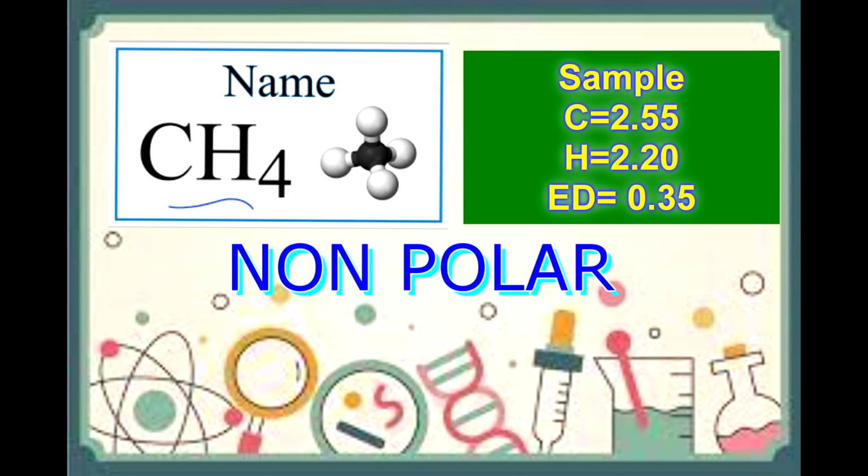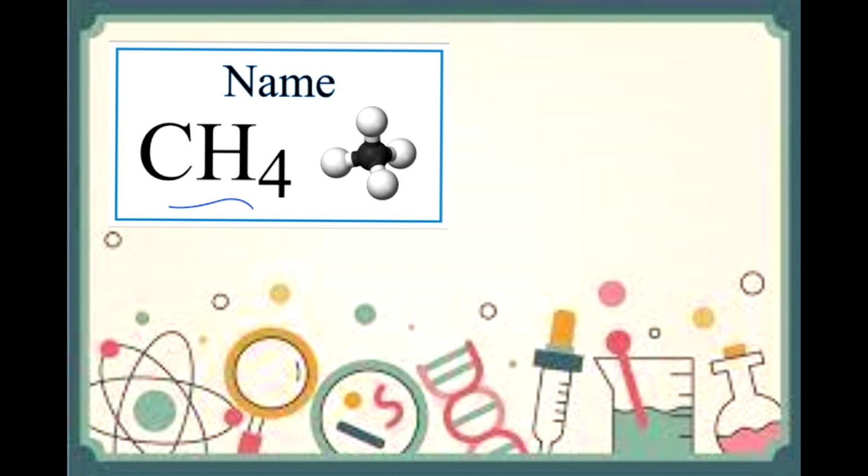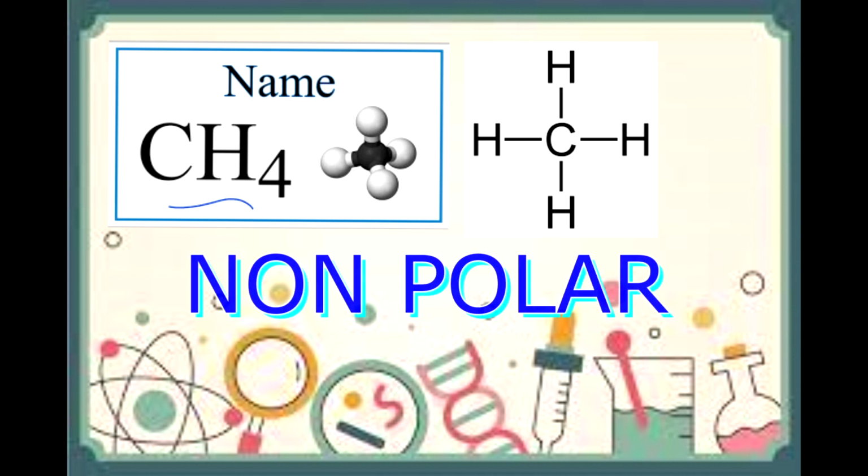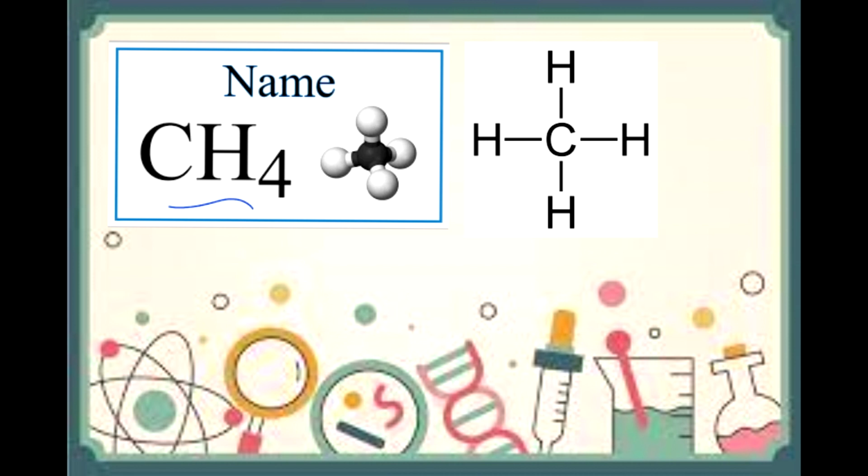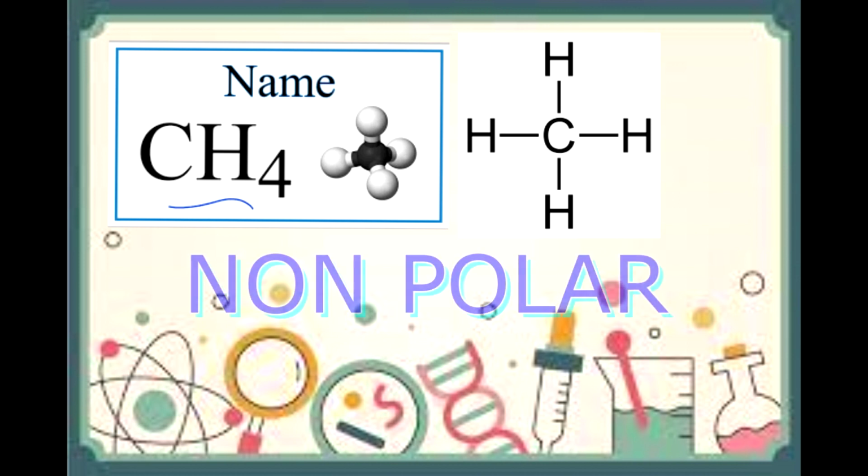For the second way, we have here the Lewis structure of methane or CH4, and it shows that there are no lone pairs on the central atom. Therefore, CH4 or methane here is non-polar. For the third way, using the Lewis dot structure also, we can see that it has symmetry. So therefore, CH4 is also a non-polar molecule.